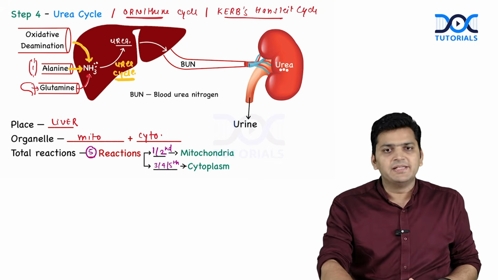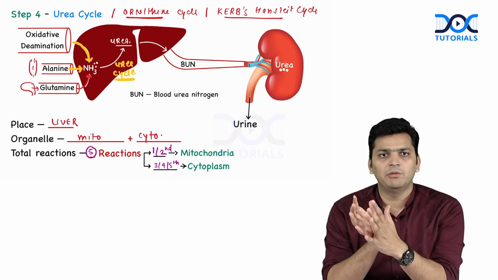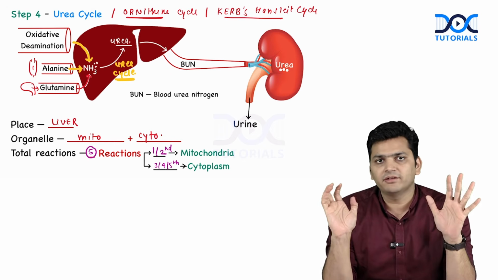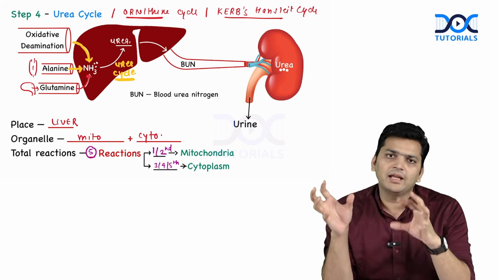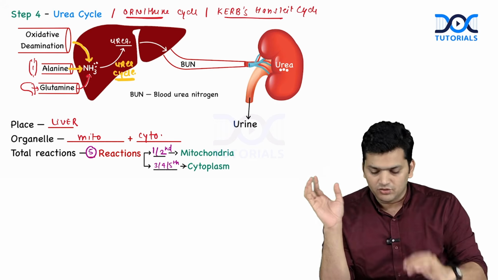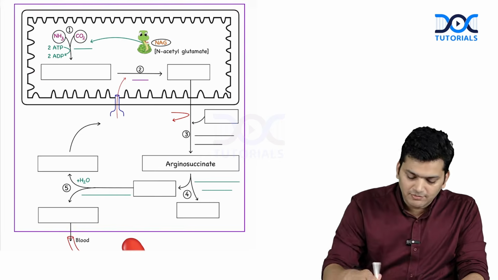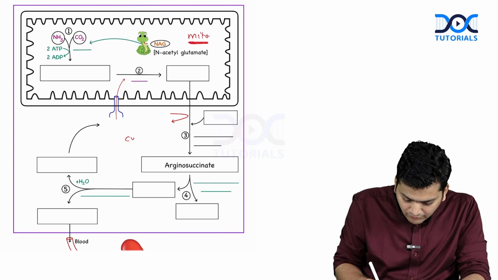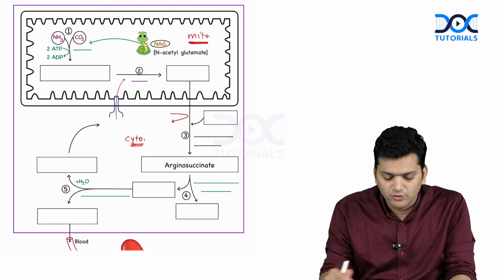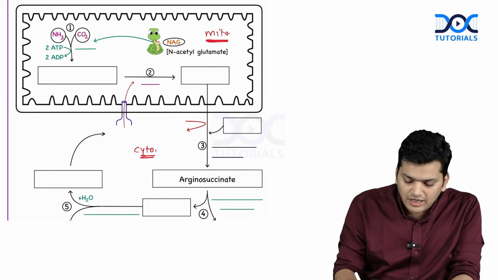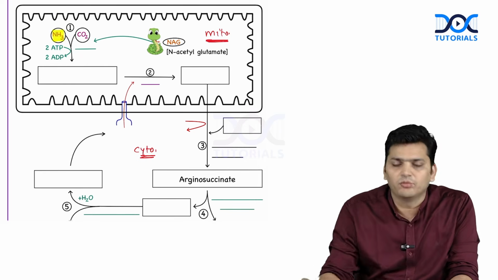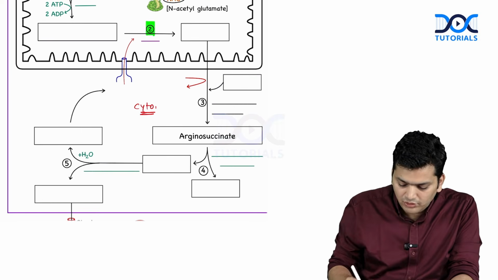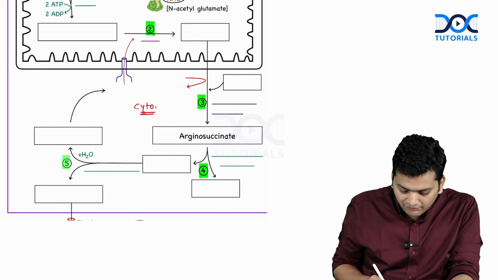In the urea cycle, the agenda is very clear: we have an ammonia molecule and we want to convert it into urea. There will be a total of 5 reactions. The first 2 occur in the mitochondria and the remaining 3 occur in the cytoplasm. Here is the representation of the hepatocyte. This double membrane structure is the mitochondria, and outside the mitochondria is the cytoplasm. The first starting molecule is the ammonia. Steps 1 and 2 are in the mitochondria, then steps 3, 4, and 5 in the cytoplasm.